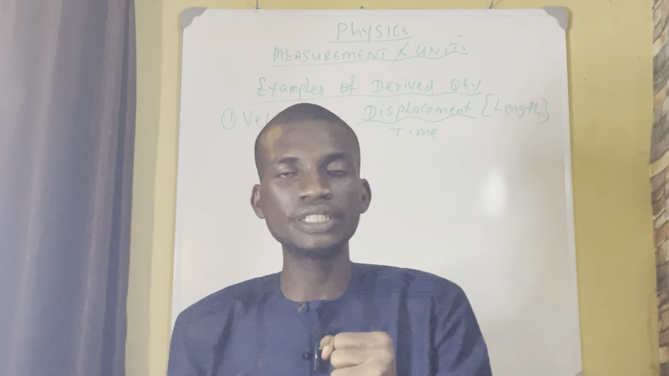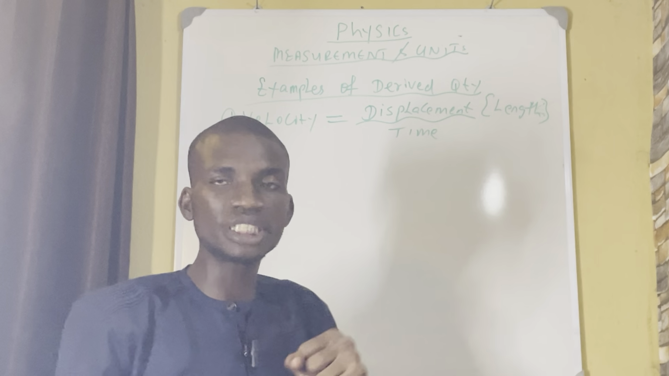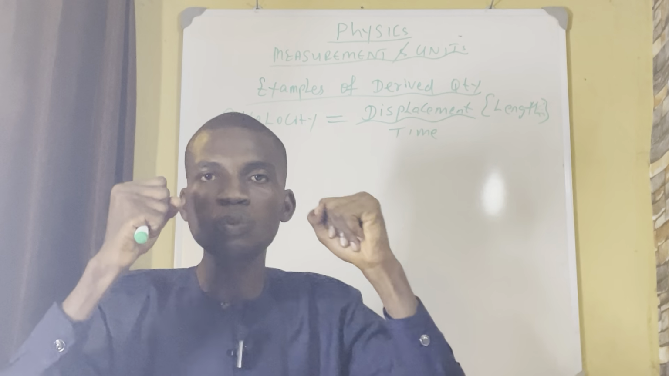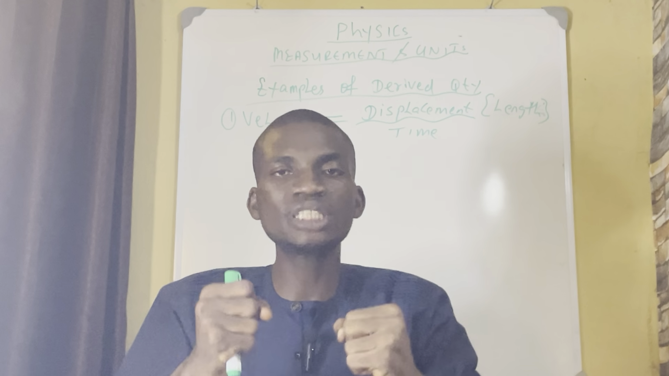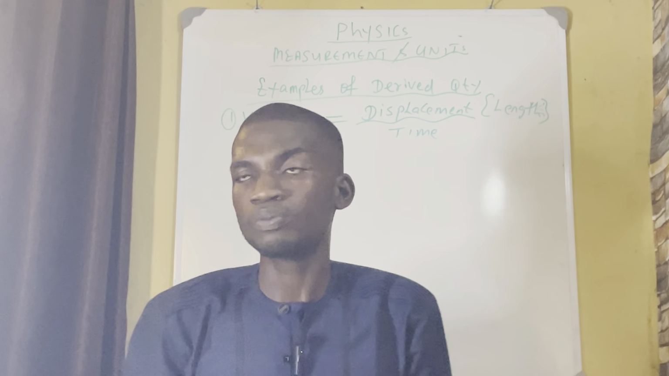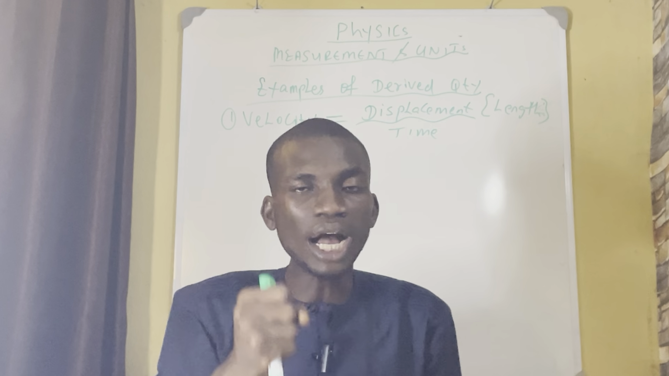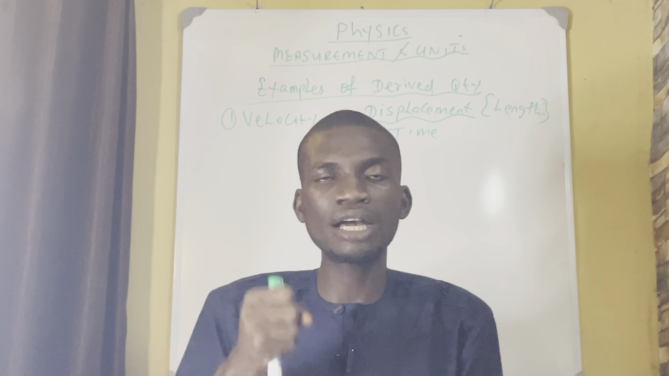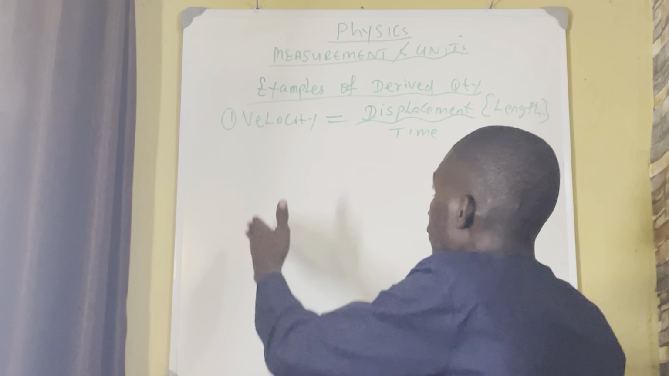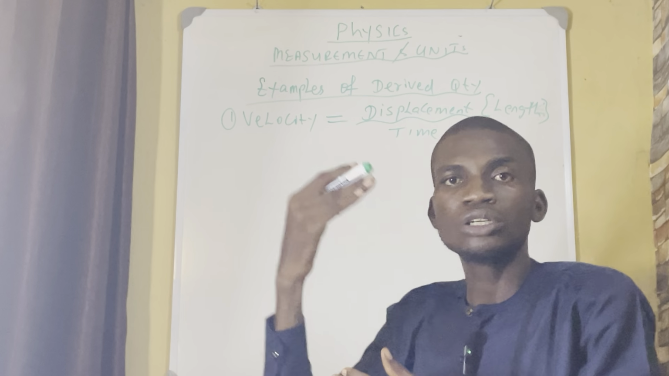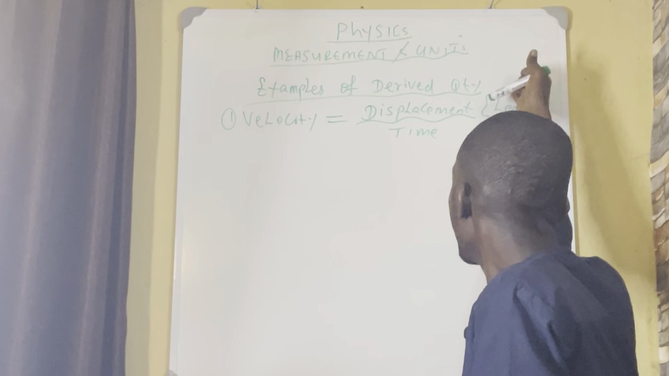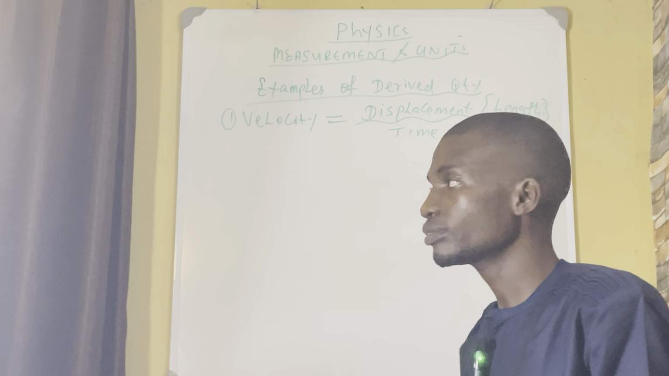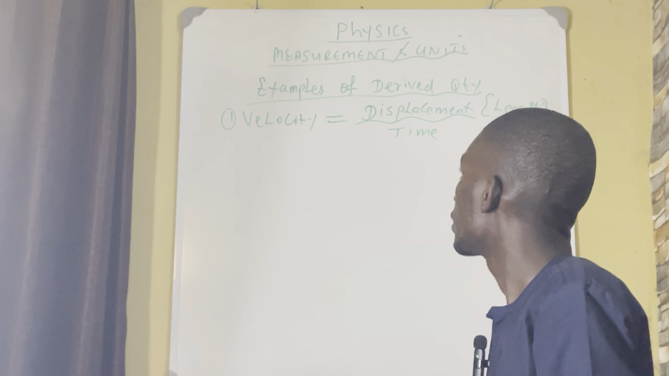So fundamental quantities are the basic quantities upon which other quantities are being derived from. While derived quantities are dependent quantities that are being derived from fundamental quantities. Like for instance now, velocity cannot stand on its own. It depends on length and time. You understand? You understand?